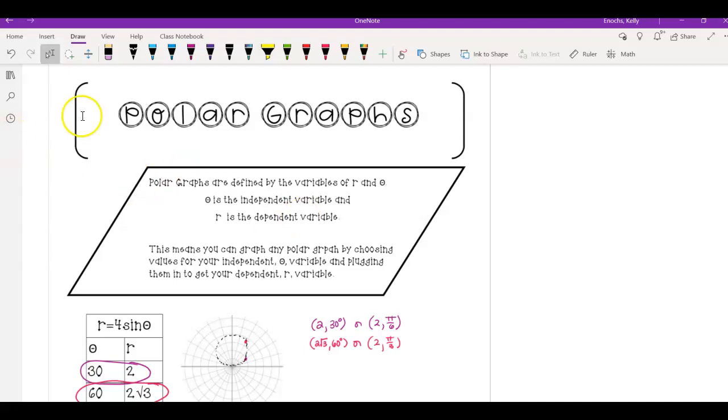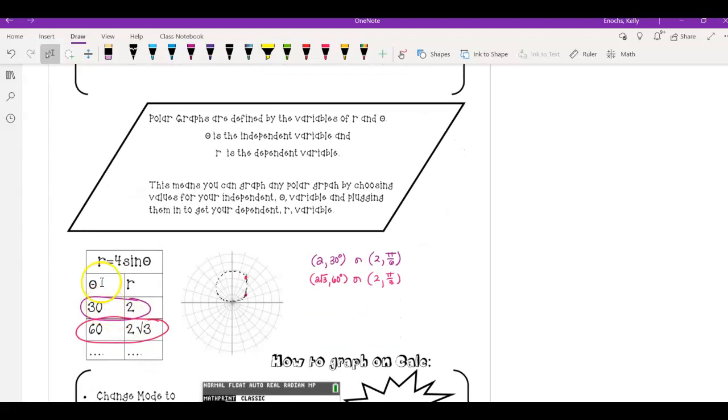So if you take a look, I kind of started one here. Like I said, if you have an equation, ours is 4 sine theta. We're going to come up with some theta values, plug those into the equation, get out an r value, and then we're going to turn those into points and graph each of those points. So if I plug in 30 to 4 sine theta, then I get the value of 2. If I plug in 60, then I get 2 radical 3, which is approximately 3.5 to 3.7.